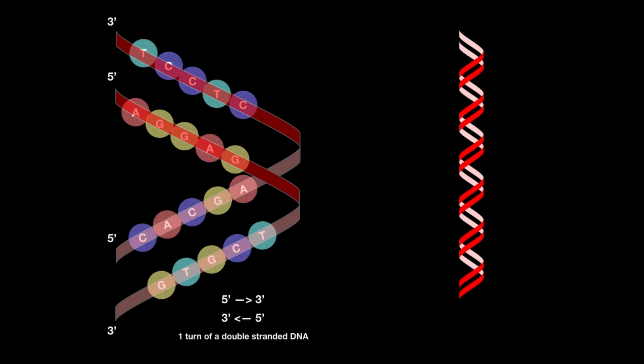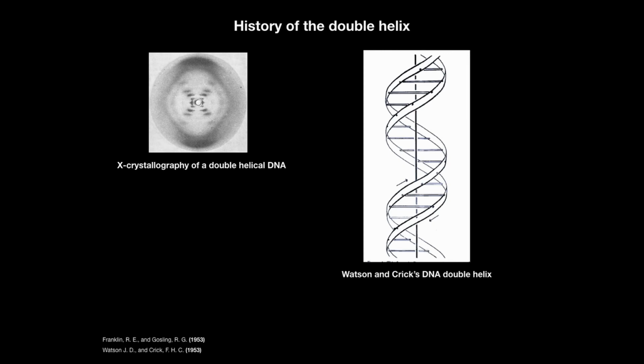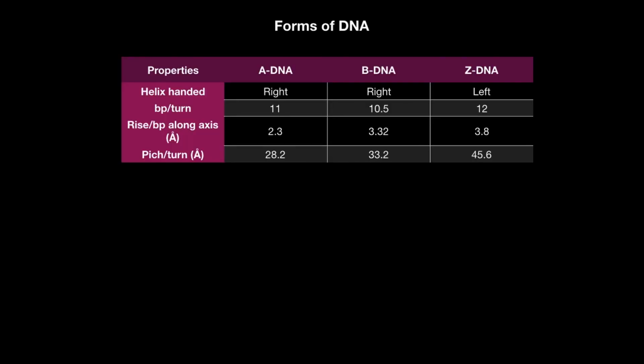Over here you see the double helical structure of the DNA that was proposed by Watson and Crick, which was based on the X-ray crystallographic observation made by Rosalind Franklin and Raymond Gosling that you see on the left side. But the DNA structure that was visualized by Rosalind Franklin was an A form of the DNA, which differs from the more ubiquitous B DNA.